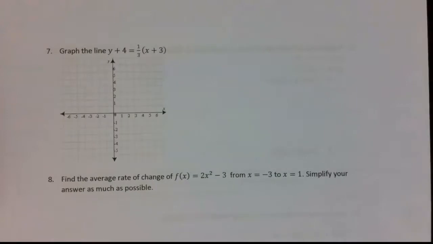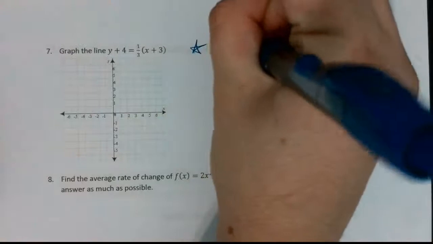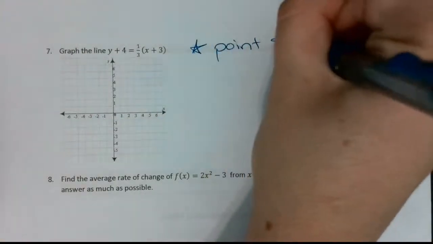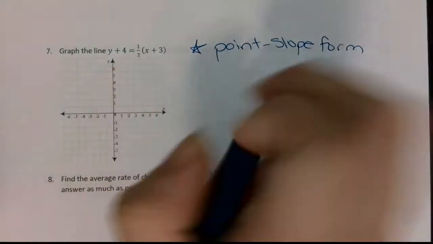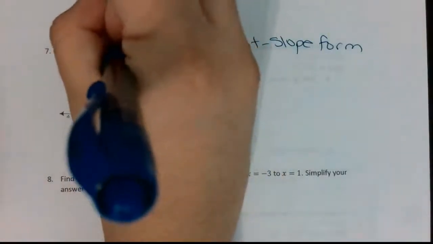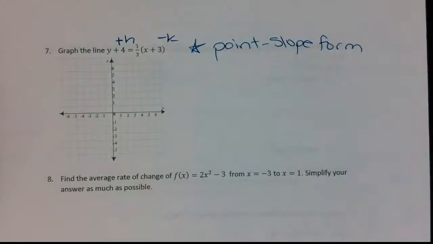Number 7 wants me to graph the line. This is given in point slope form. So what I can do here is I can graph my point. Remember, this is y minus k equals m times x minus h. Oops, I mixed those up. H and k go with the other letters. H always goes with the x value and k goes with the y value.